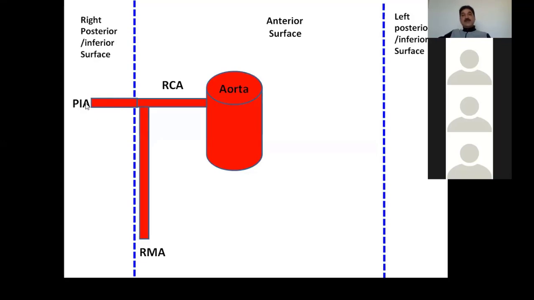Then it finally gives the posterior interventricular artery in case of right dominance. So the right coronary artery arises from the right aortic sinus. Among its major branches, one is present in the AV sulcus. Then this branch gives the right marginal artery and the posterior interventricular artery.